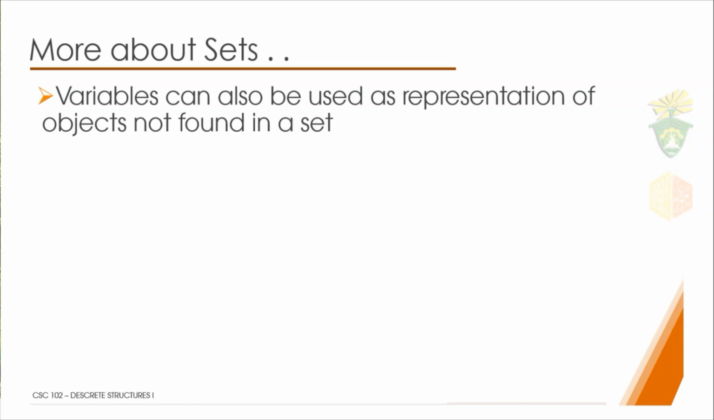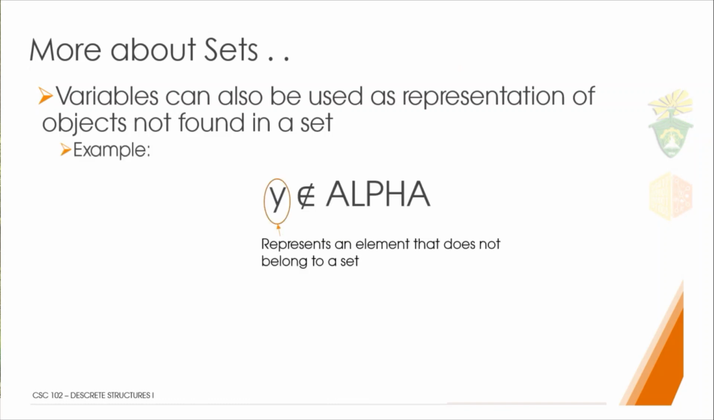So similarly to the previous examples, variables can also be used to represent an object that is not found in the set. So in this example, I used the variable y. You can use any kind of variable you want, but I want to represent the variable y as those objects that do not belong to the set alpha. So this y represents an element that does not belong to the set.